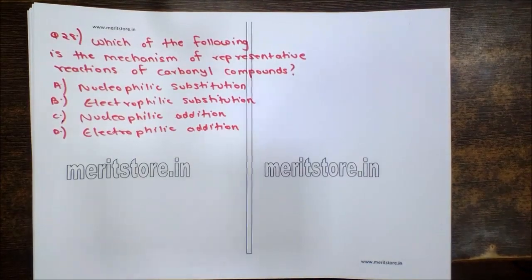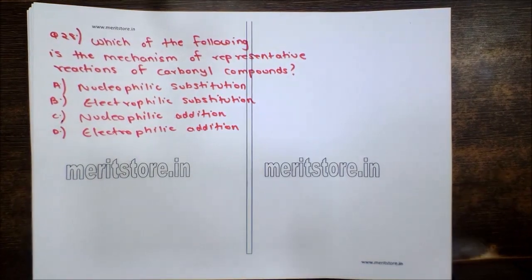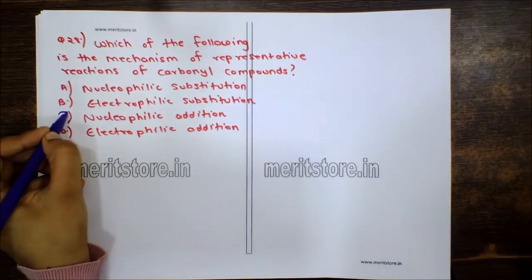Question 28. Which of the following is the mechanism of representative reactions of carbonyl compounds? A. Nucleophilic substitution, B. Electrophilic substitution, C. Nucleophilic addition, D. Electrophilic addition. The answer is C. Nucleophilic addition.